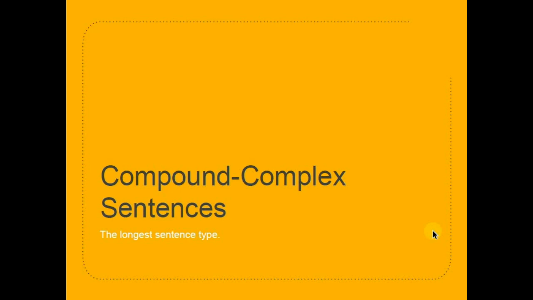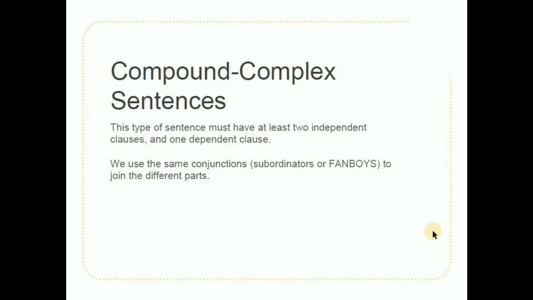Say you're looking at IELTS band 5 to 6. A compound complex sentence is quite difficult to write and should be attempted by someone who is more comfortable at the 7 range. So what is a compound complex sentence? It must have at least 2 independent clauses and 1 dependent clause. We use the same conjunctions, that's our subordinators or fanboys, to join the different parts.